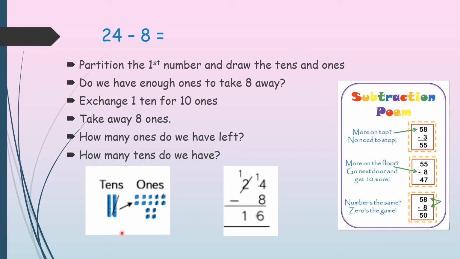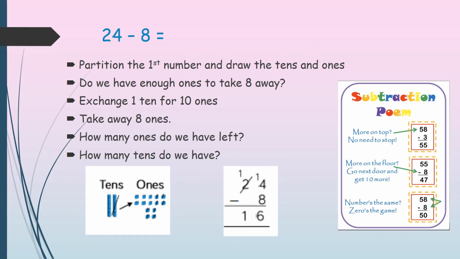So here we go. First question is 24 take away 8. Now when we're subtracting, we only need to partition the first number. It's different to when we're adding and we have to draw our first and our second. We only need to partition our first number. So I would partition it for 24 take away 8 to have 20 and 4 to start with.